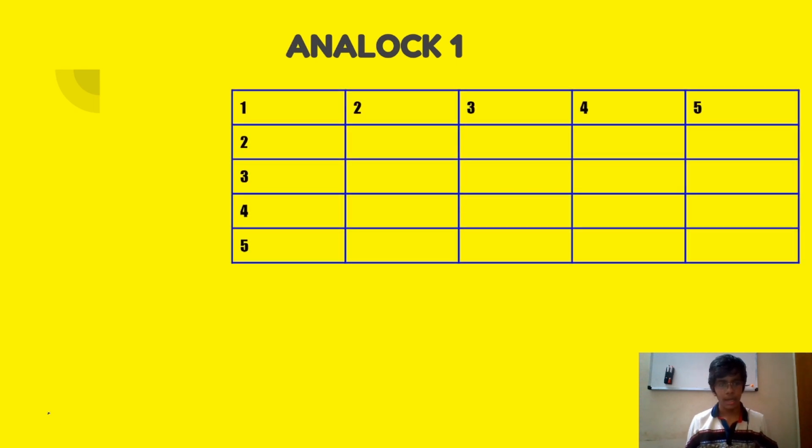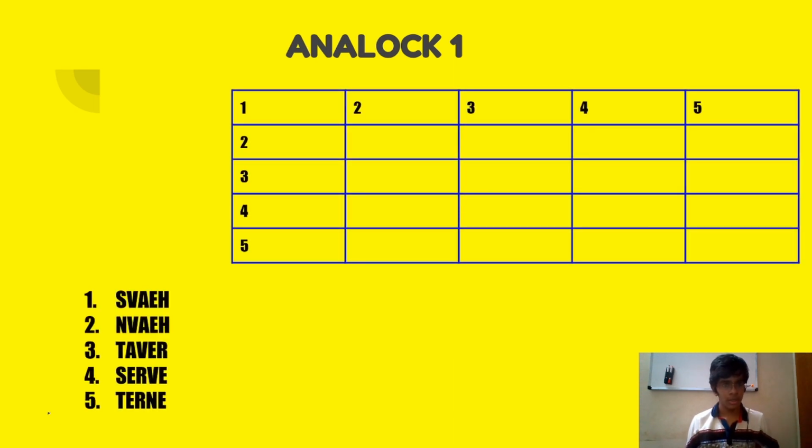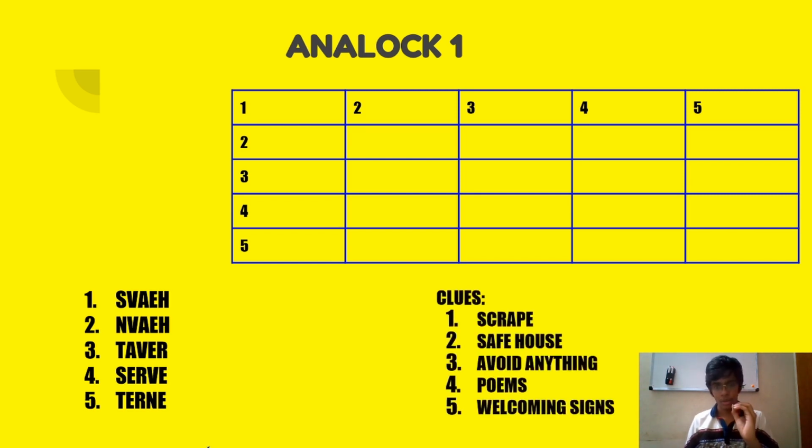So let's look at that. Here are the anagrams below, right over here: sway, nway, tower, serve, turn, and so on and so forth. Now I forgot to mention that each anagram has a clue. So the clues: number 1 is a synonym of scrape, then safe house, avoid anything, poems, and welcoming signs.